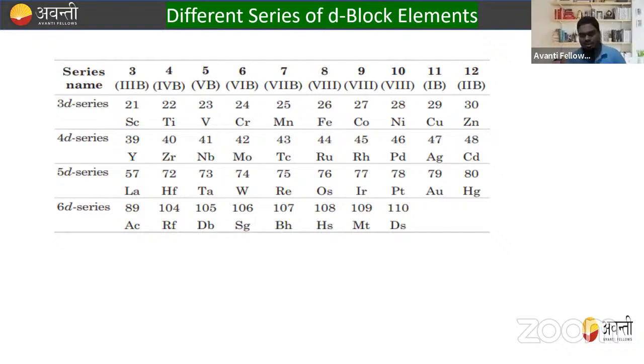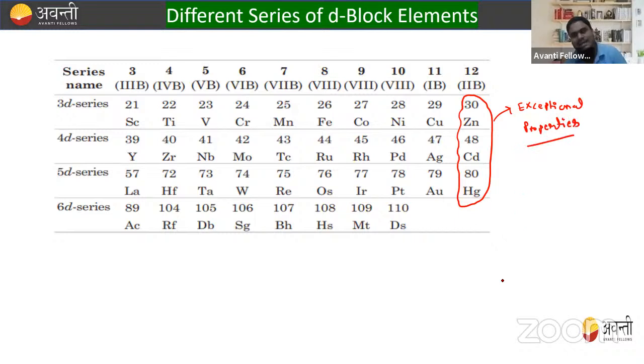Similarly, the last element of the 4d series is cadmium, and the last element of the 5d series is nothing but mercury. So just remember these three, zinc, cadmium, and mercury, because they show exceptionally different behavior compared to all the other elements. They show exceptional properties compared to the rest of the d block elements, right?